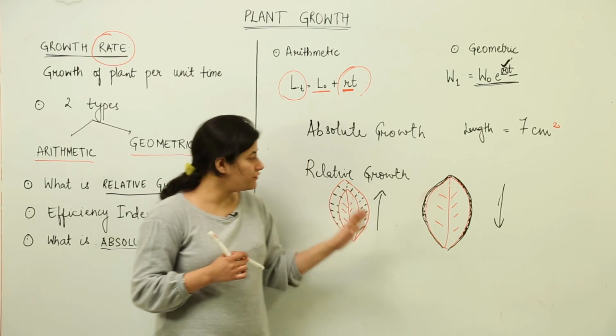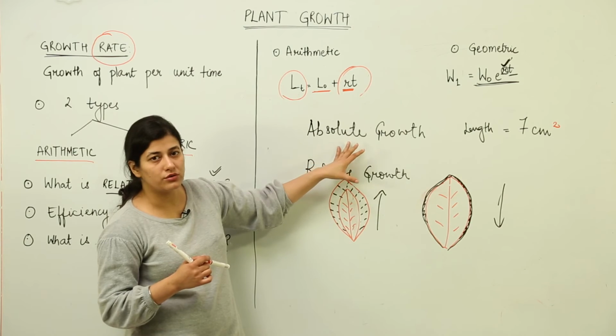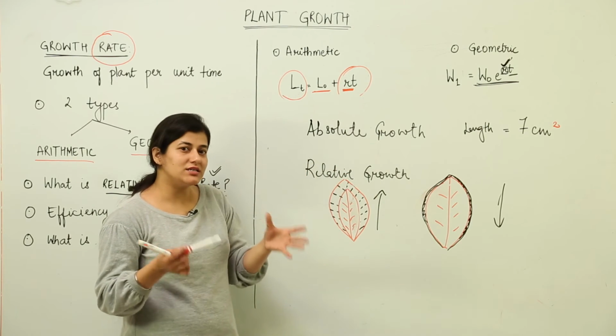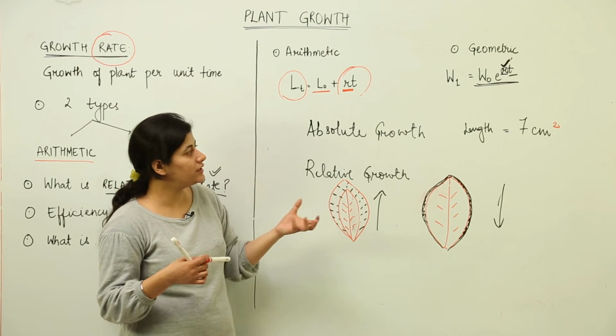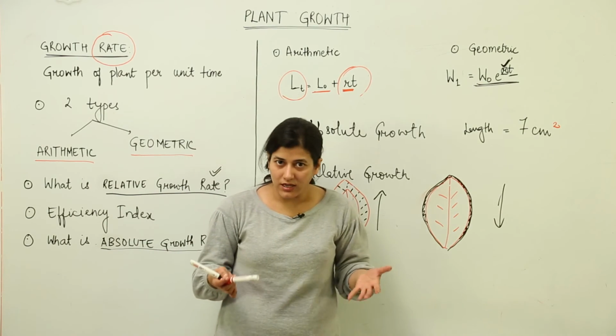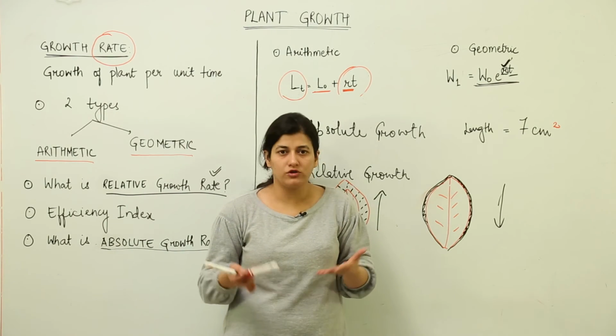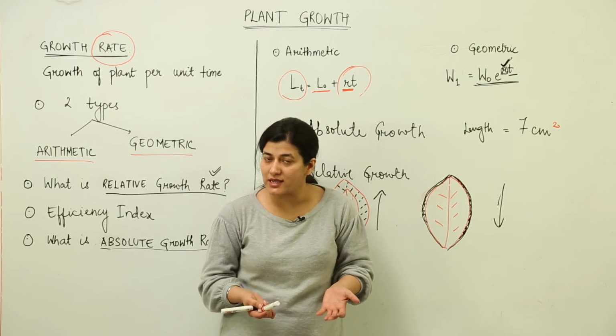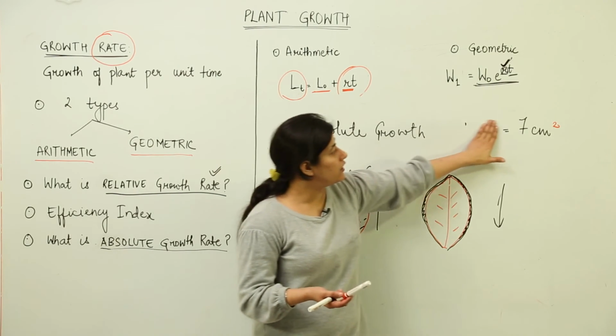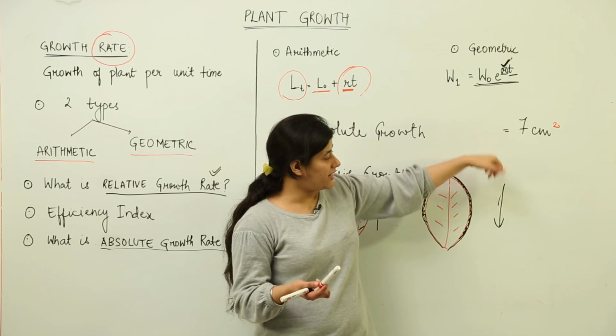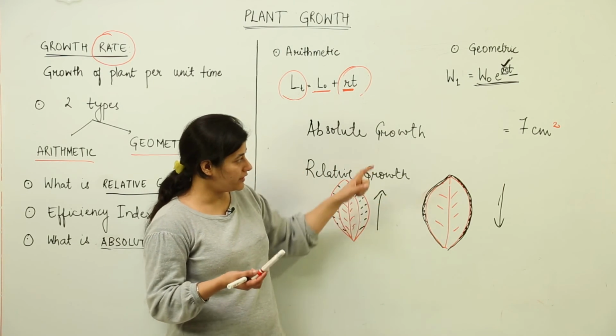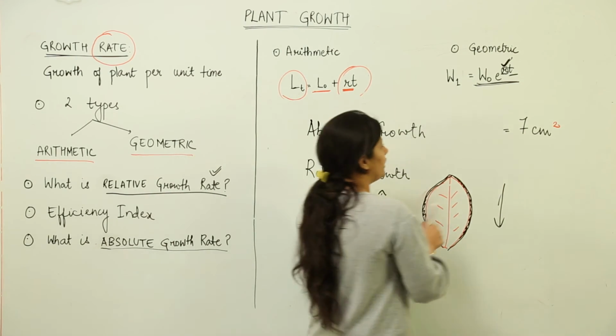This is the concept of relative growth, and the absolute growth would be common for both, because the only thing that we consider in absolute growth is the increase, that is the growth which has been observed. It could be an increase in length, it could be an increase in size. So that particular, I'm rubbing out this length because we are considering the leaf example. That was not length, we are taking area over here.